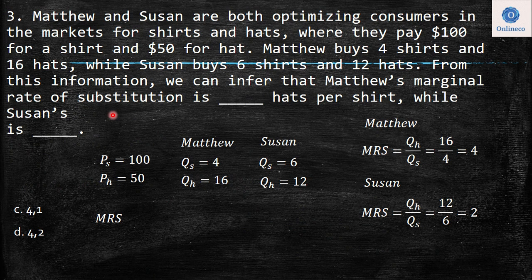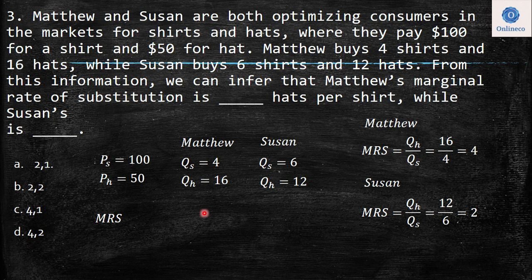Third, we have Mankiw and Susan, who are both optimizing consumers in the market for shirts and hats, where they pay 100 for a shirt and 50 for a hat. Mankiw buys 4 shirts and 16 hats, while Susan buys 6 shirts and 12 hats. From this information, we can infer that Mankiw's marginal rate of substitution is hats per shirt, while Susan's is. So those are the possible answers A, B, C, D.